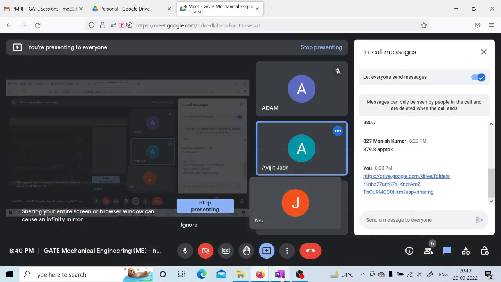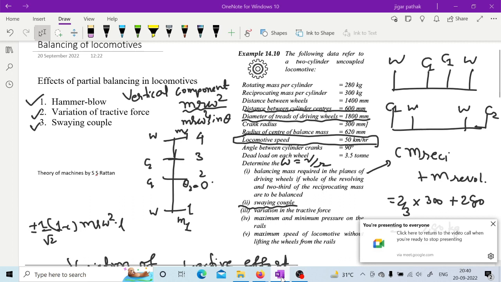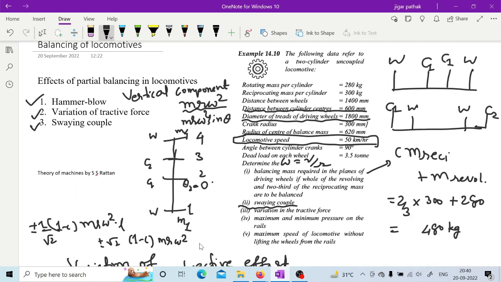So this way you can calculate this swaying couple. Similarly, variation in tractive effort, we have also seen, is plus or minus root 2 times (1 minus c) m r omega square. Here also you have all the values with you, so this also you can calculate.